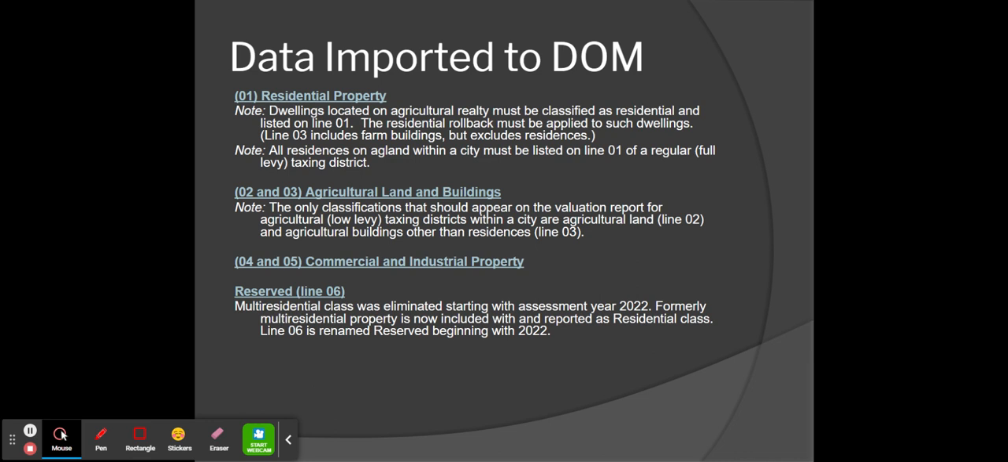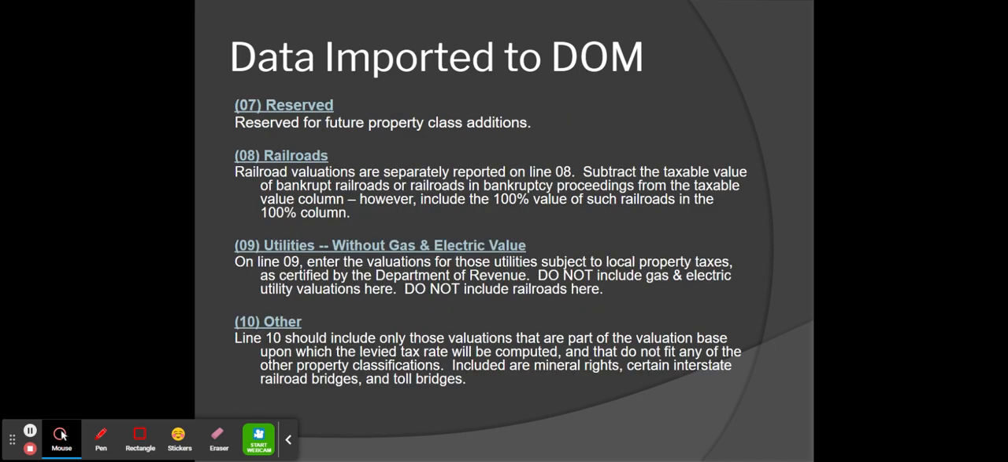Line 6 used to be multi-residential, but starting with last assessment year, it was moved back to reserved. Anything that had been multi-residential is now reported as part of the residential class. So beginning with the last assessment year that we talked about, 2022, it is reserved again, just waiting for future property class additions, just like line 7 is reserved.